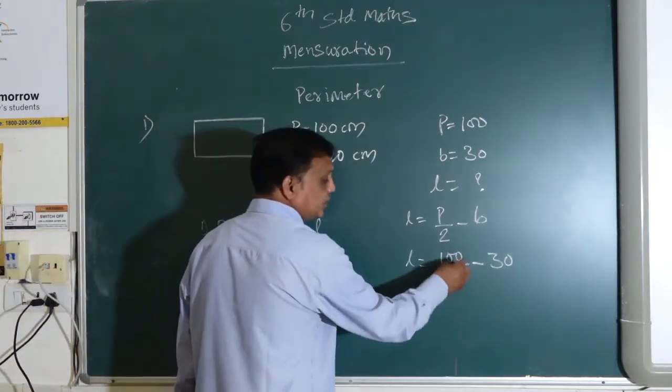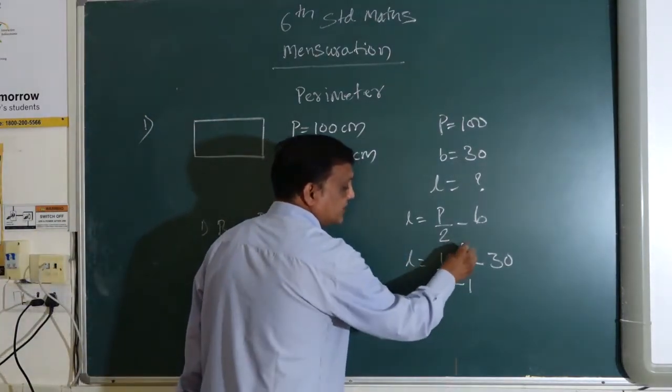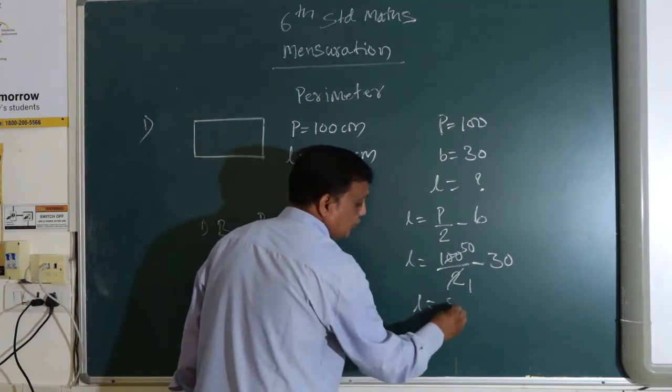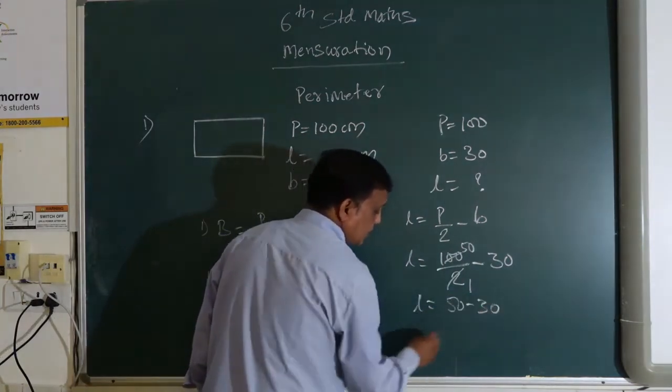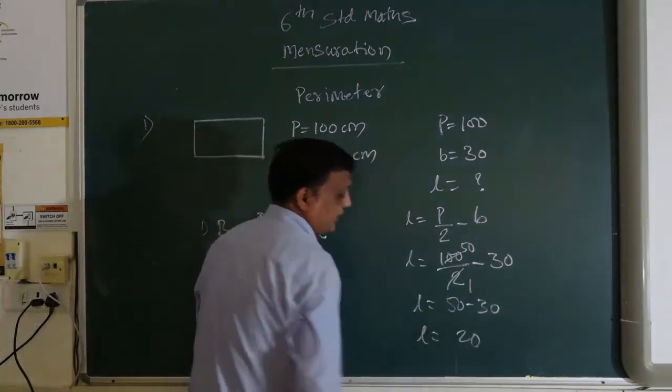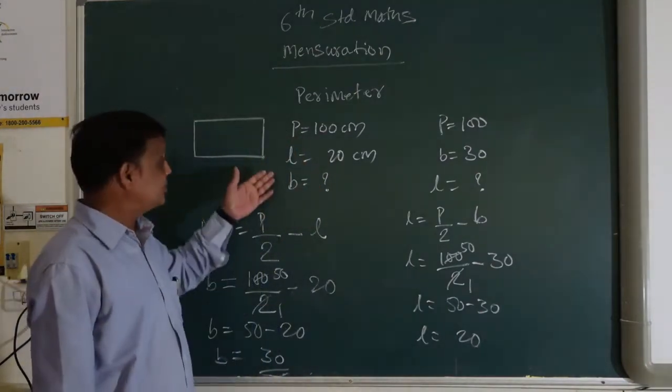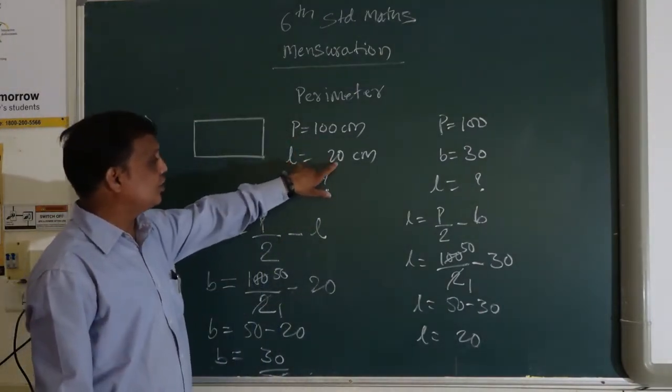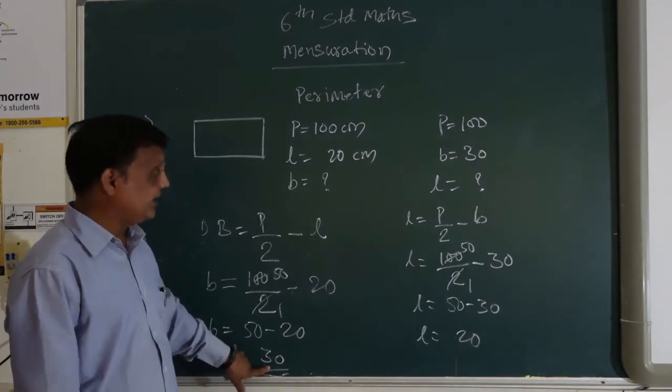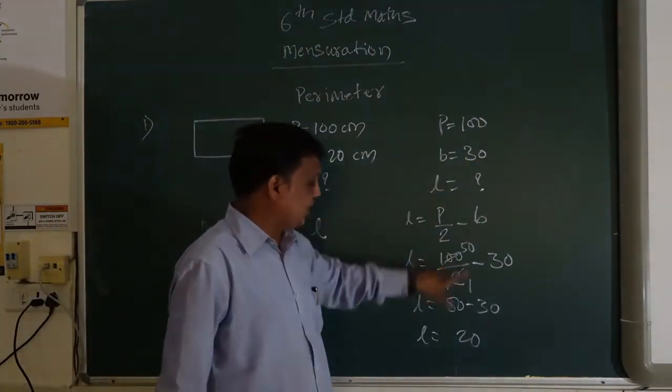What to do? Divide these both things. 2 ones are 2, 50s are. So length is equal to 50 minus 30. So what is the length? 20. Now as you see here, when the length was 20, what was the breadth? 30.